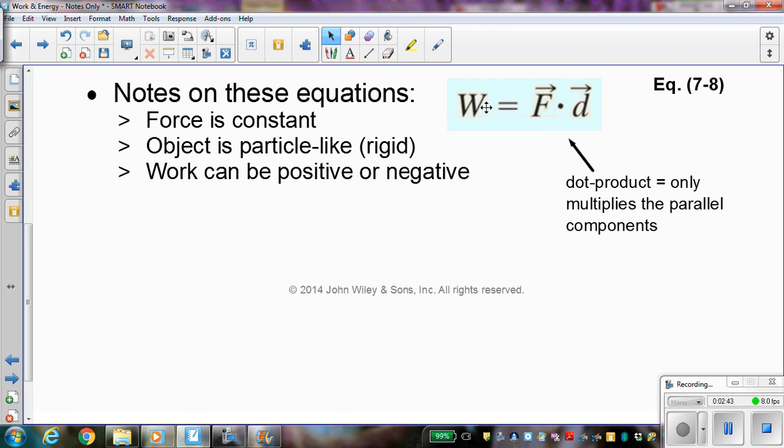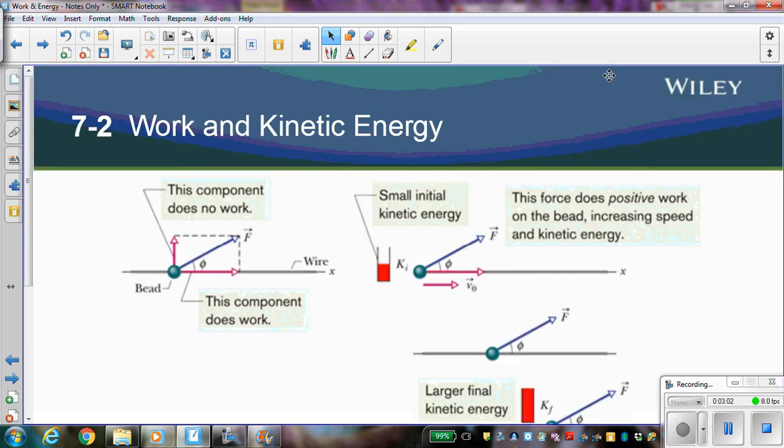So if the object moves parallel to the ground, then we only look at the force component that's parallel to that. Right? But this is a very important equation. Know this equation. Work is equal to force times displacement, force times change in x. We'll even look at it as distance later when we talk about friction.